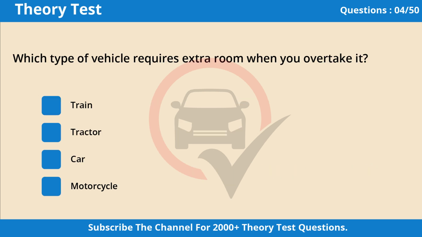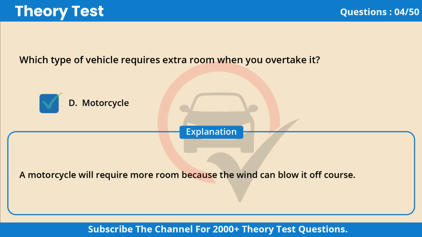Question 4. Which type of vehicle requires extra room when you overtake it? D. Motorcycle. A motorcycle will require more room because the wind can blow it off course.